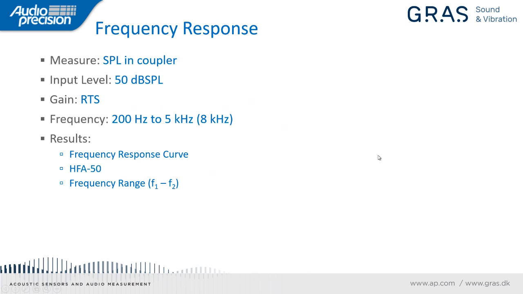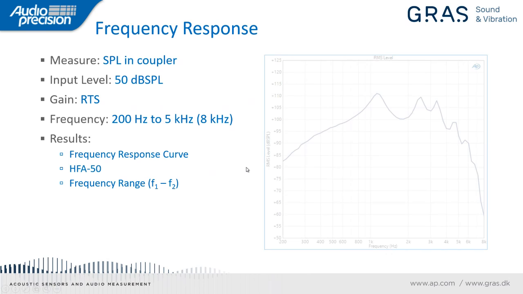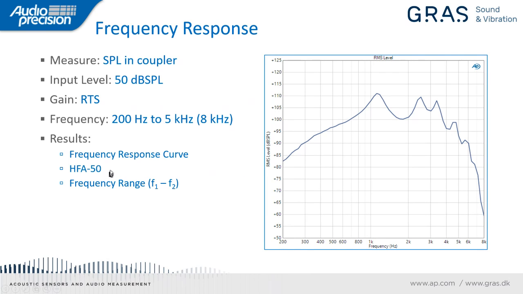Another measurement we'll be doing is the frequency response. So here, again, we're measuring the sound pressure level in the coupler. The input level in this case is 50 dBSPL. The gain is at the reference test setting. We have the same frequency ranges as before. And here we're measuring the frequency response curve. We want the HFA, the high frequency average, and we want the frequency range.